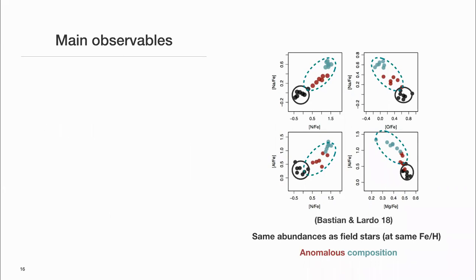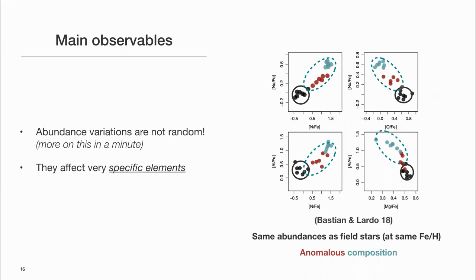Also, the abundance variations are not random. You can see here in this plot that they follow very specific correlations and anti-correlations with each other, okay? And they also follow very specific elements that I'm going to tell you about later.